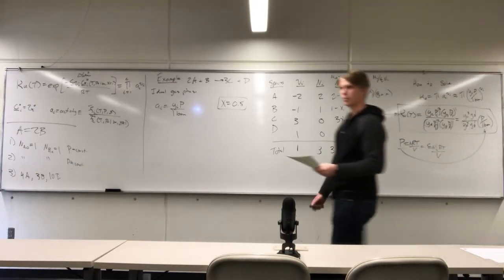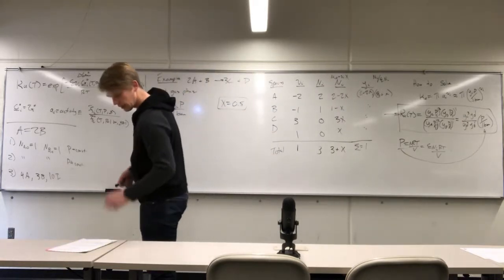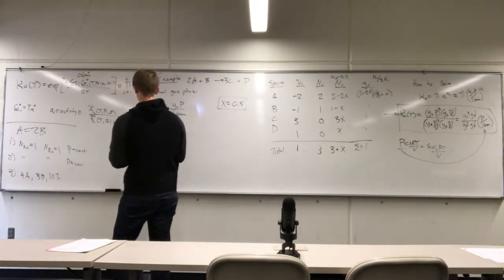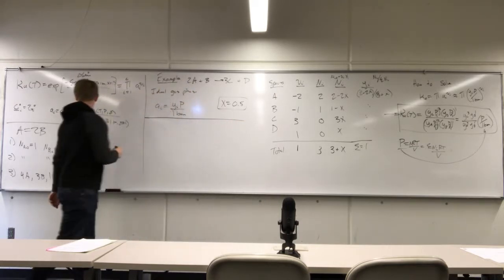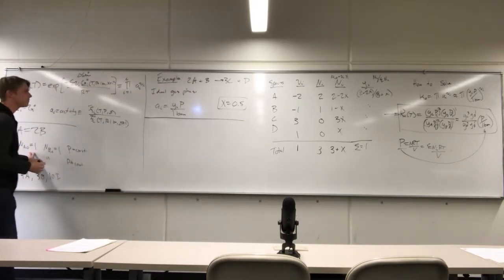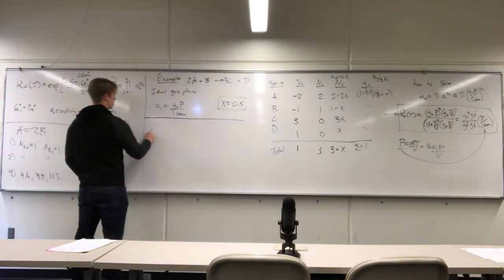Looks like everyone's making pretty good progress. The nice thing about it is it is pretty algorithmic. Let's just go over question 1 really quickly. So again, let's build our table.